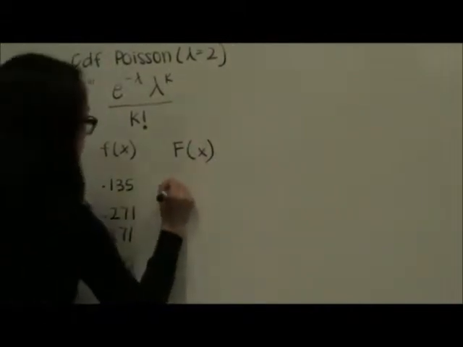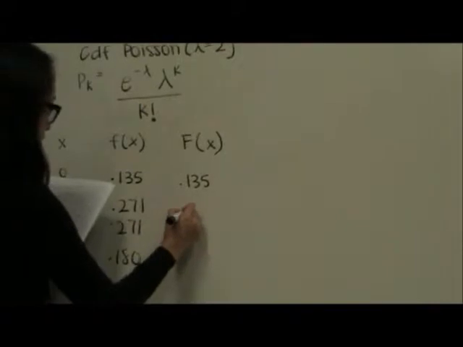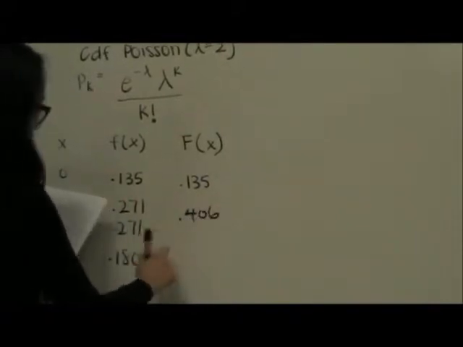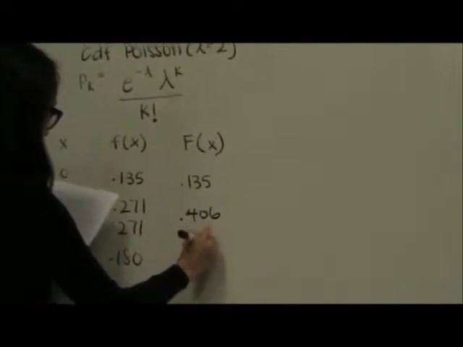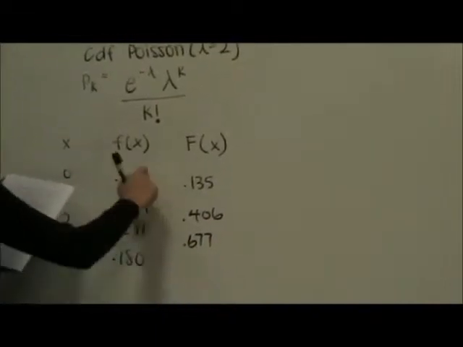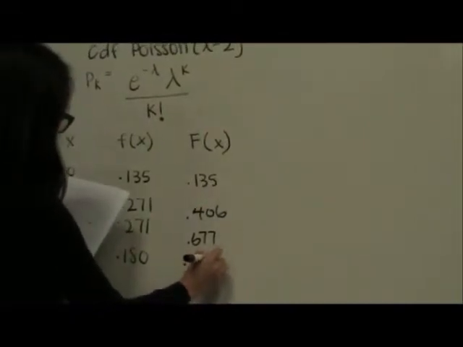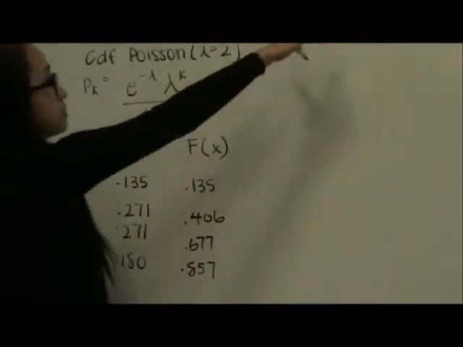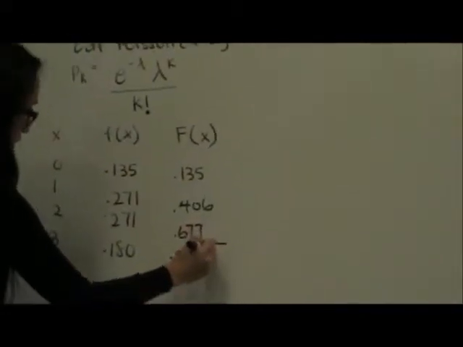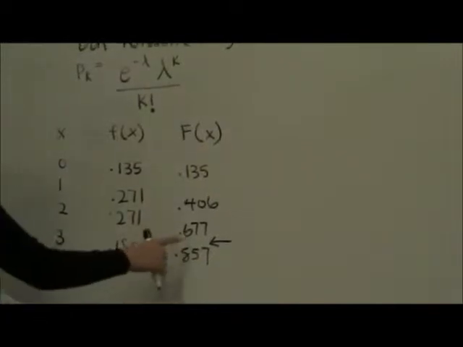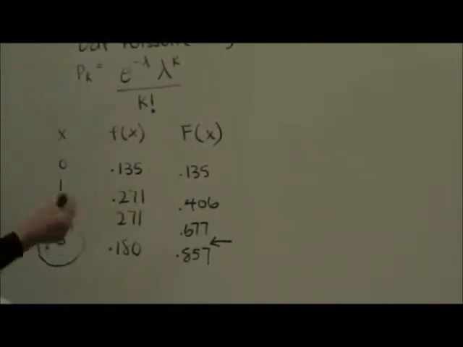So in this case, it's just 0.135. Here, you add these two together, and you get 0.406. Here, adding this one and this one together, you get 0.677. And here, adding all of these, you get 0.857. So now you have your simulated value of 0.8, which is right in between this. So you know that this means that you had 3 claims in your simulation for this year.